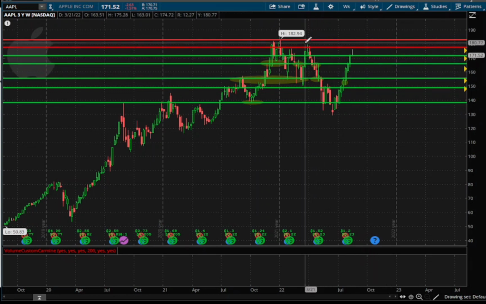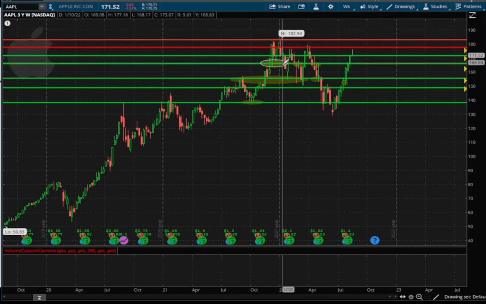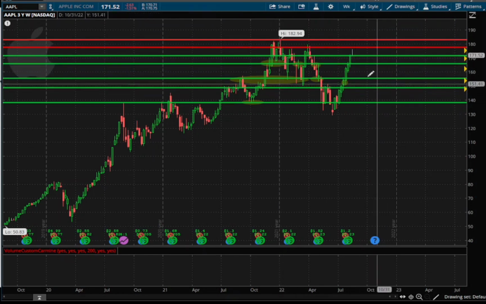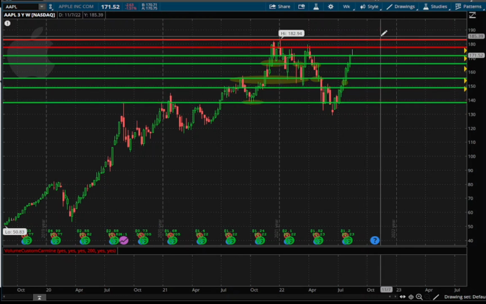Supply means this is where it's too much. We got too much of it. We got too much supply. We got to sell. We got to get rid of the supply. So some people call it supply and demand, which is the same as support and resistance.